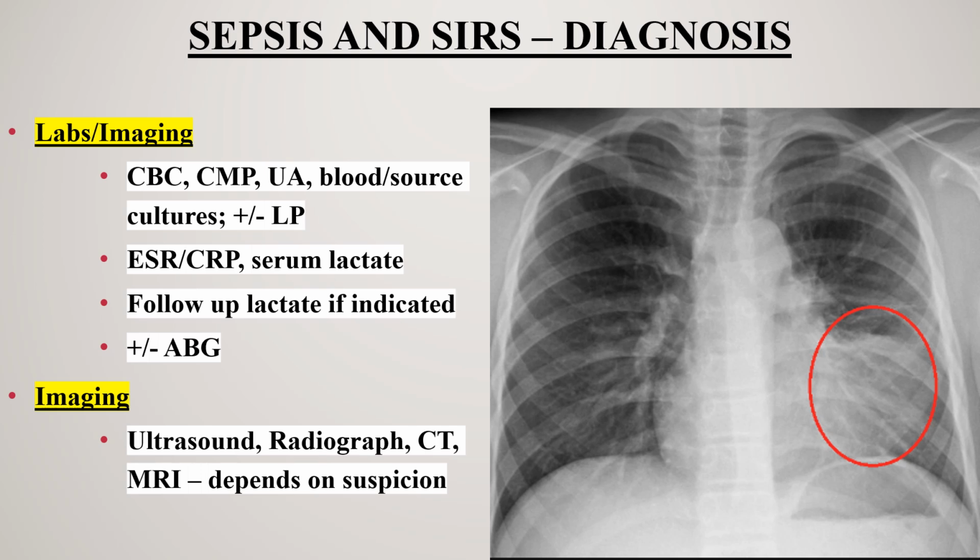Imaging is going to depend almost entirely on what your suspected source is. So if you have a productive cough, you're going to want to get a chest x-ray. If you have hematuria or some sort of flank pain, you're going to want to get a CT abdomen pelvis to further evaluate the kidneys, so on and so forth.